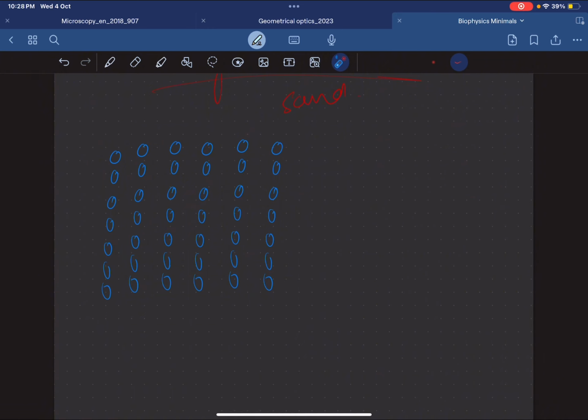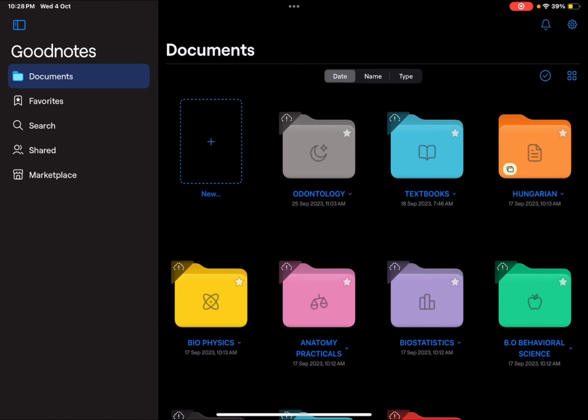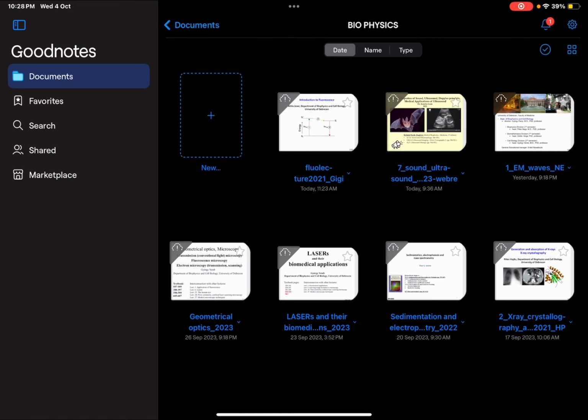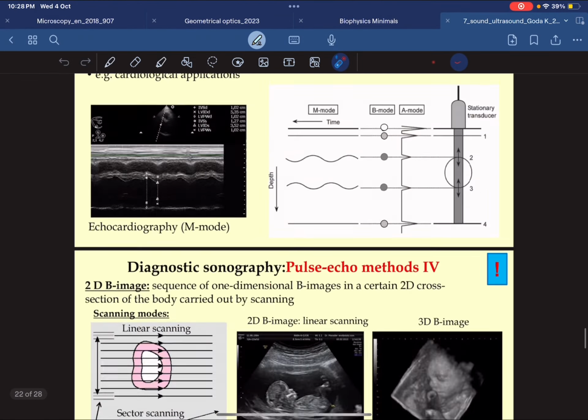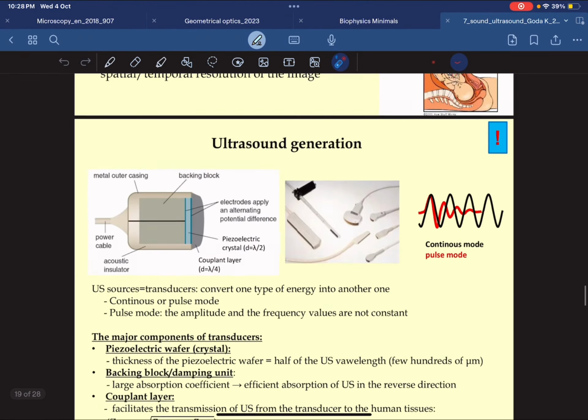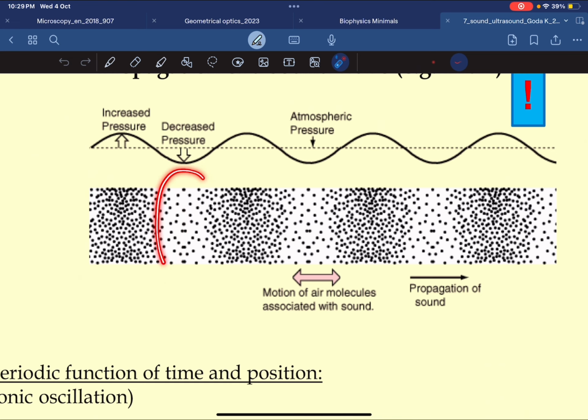Let's see an example. I have the images here for the biophysics. If we go to here, you can see, exactly here, regions of compression and rarefaction.